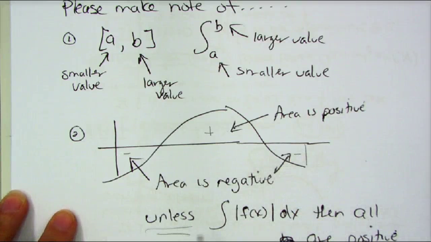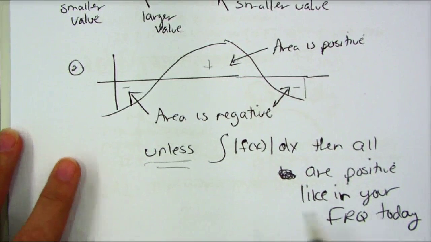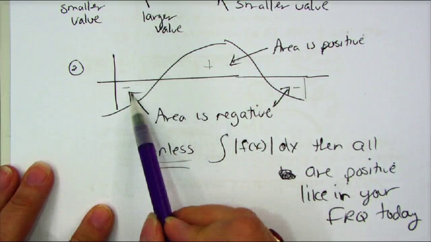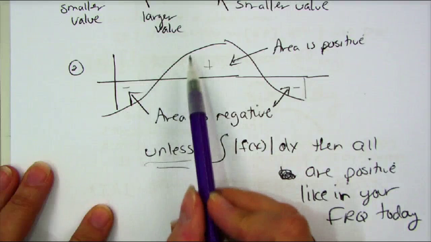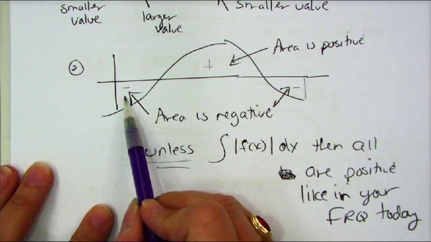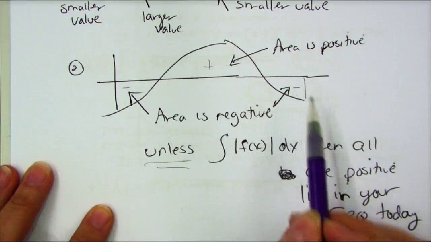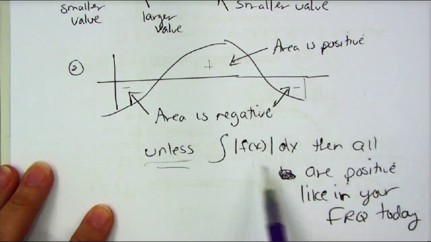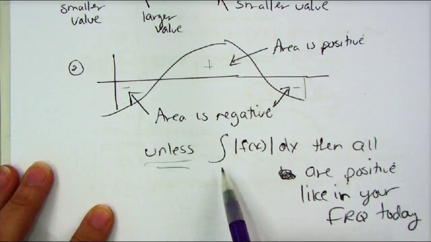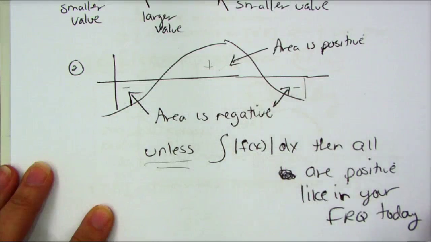Unless, like on one of our FRQs over the last 2 days, we had the absolute value of a velocity question, and we had one where it was above and below the x-axis. When it's the absolute value, we know signs don't matter, everything is positive. Then all of the areas would be positive. You had one of these on the FRQ, but you will not have an absolute value in this homework assignment. All of the homework problems will be this is positive area, this is negative area.